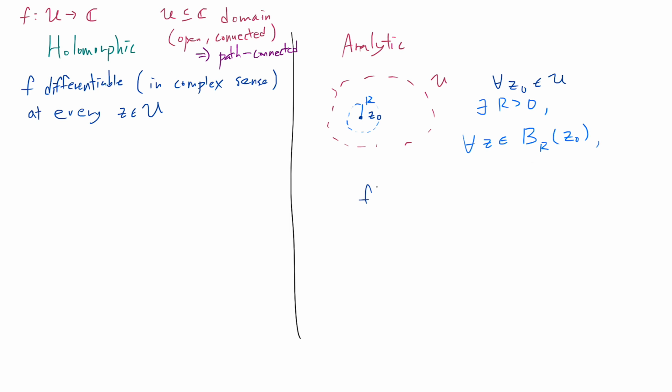we have an expansion f of z equals a naught plus a1 times z minus c naught, plus a2 times z minus c naught squared, and so on. So we have this power series. Of course, the a naught, a1, a2 here are uniform for all the points within this ball.